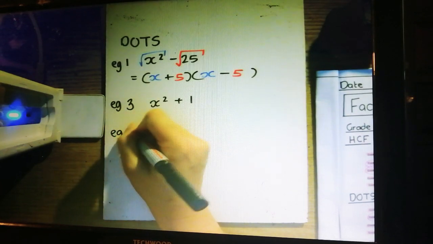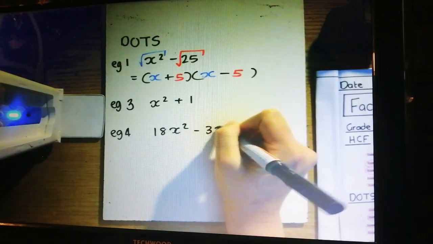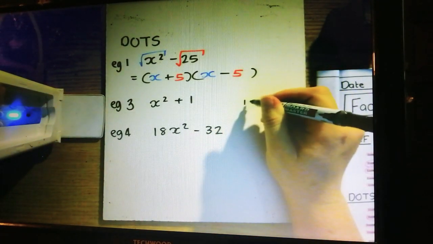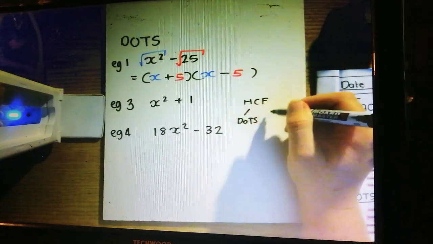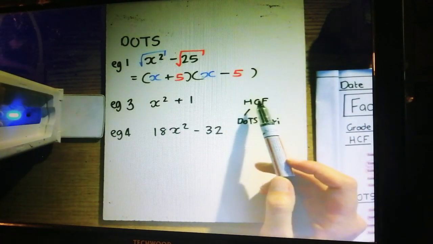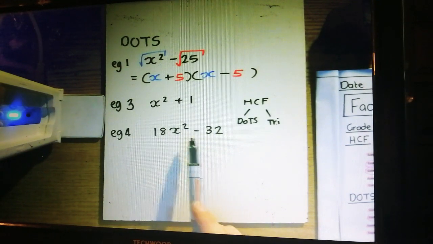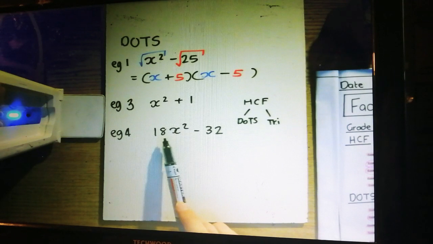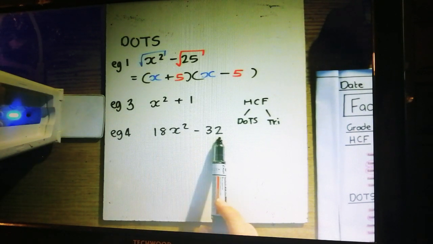I'm then going to do example 4. It says factorize 18x squared minus 32. And remember that diagram I drew? I said first was HCF, followed by difference of two squares or trinomial. This actually means that we should always first look for an HCF even before we do difference of two squares and a trinomial, which happens in this case. Because yes, two terms separated by a minus sign, but 18 is not a perfect square and neither is 32. So I couldn't do difference of two squares.